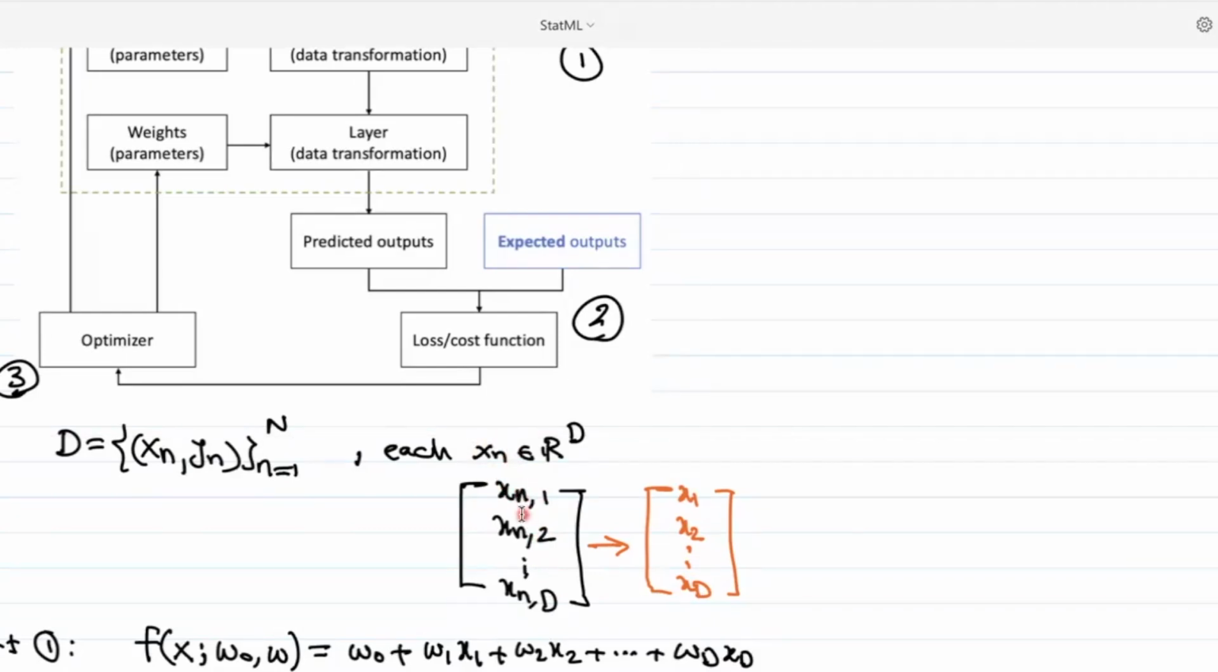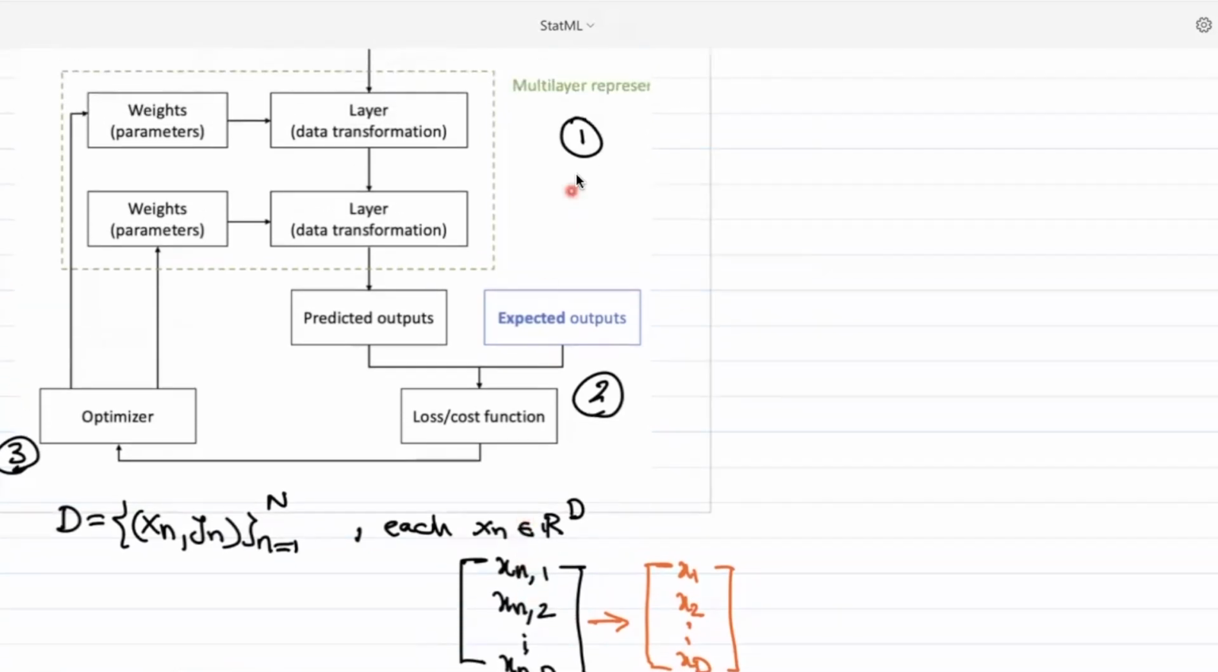However, in this case, I like to drop this first index n and just simply refer to these elements of xn by x1, x2 to xd. And this is just to make sure that the notation is easier to follow. But if you really want, from now on, whenever we are, for example, saying x1, you can use xn1. But it is kind of obvious that we are focusing on one sample, so we don't have to explicitly use this index n. With this in mind, let's look at the first part where we want to do data transformation.